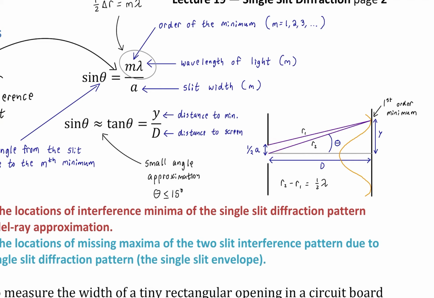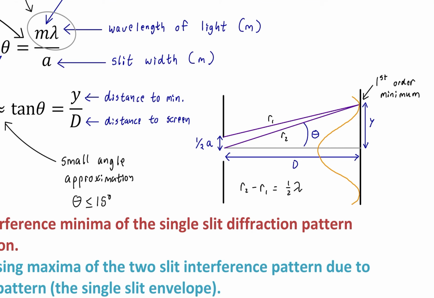Okay, those are the two that I drew in purple here. I'll zoom in a bit more. So the two path lengths would be R1 and R2. We're assuming they're parallel, right? Because that's always assumed. Then we want the path length difference between R2 and R1 to be equal to 1/2 of lambda in order to get our first order minimum.